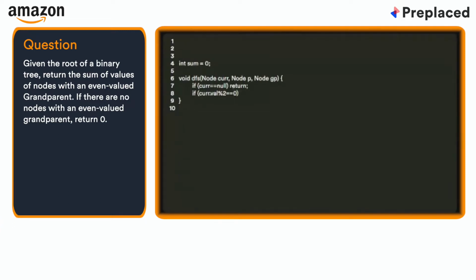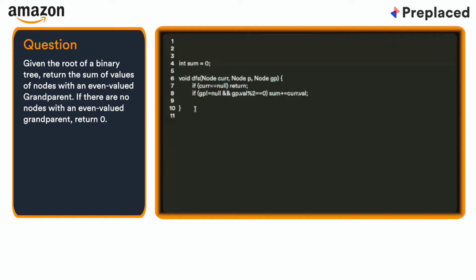Sorry, let me read the question. Sum of the values of nodes whose grandparent is even valued. So I'll just say if grandparent is not equal to null and grandparent dot val percent two equal to zero. So my grandparent exists and has an even value. At that point, my sum, which is a global variable, plus equals current dot val. So that will be updated.